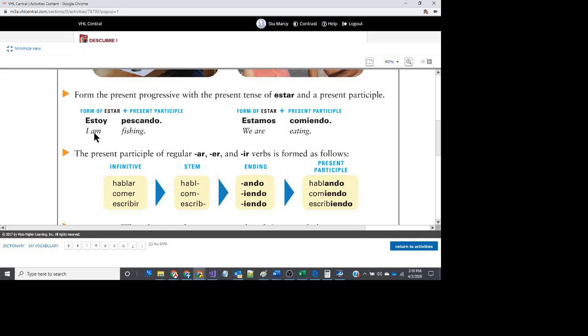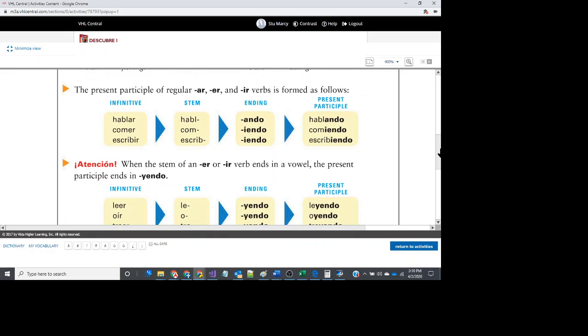Here's another example. I am fishing. We are eating. So notice what happens on the end of pescar. We put an ando because it's an AR verb, and iendo because this is an ER verb. So here's a common AR verb. Hablar, the stem is habl, and we put an ando on the ending. So you're going to take off the AR and put on an ando, and you have speaking.